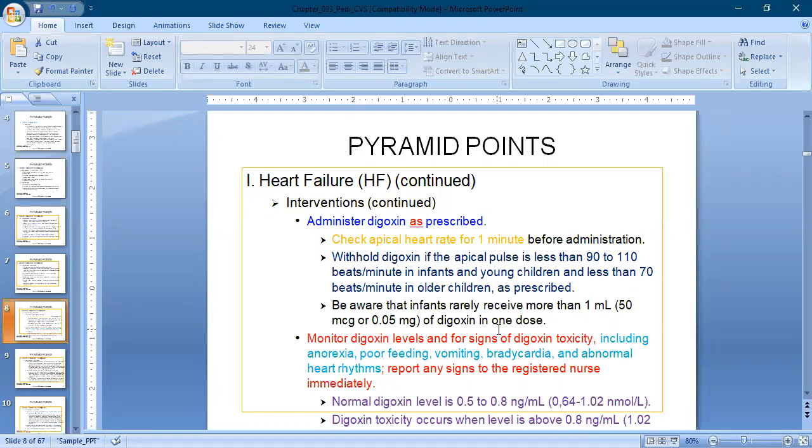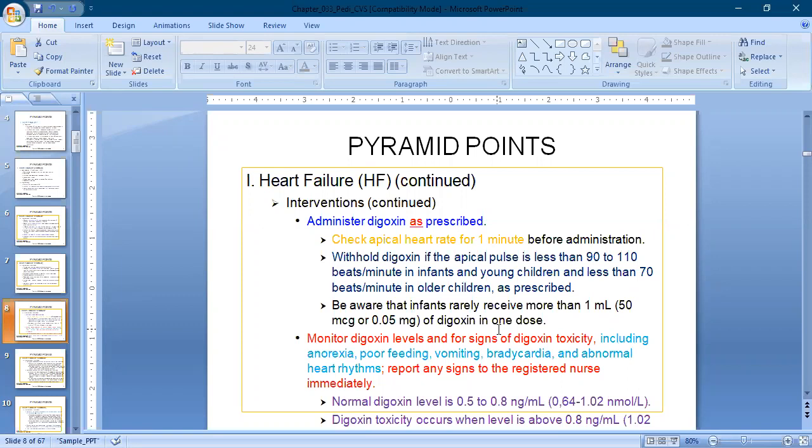So why is digoxin so important? Because digoxin is a life-saving medication in case of heart failure. At the same time, the therapeutic index range of digoxin is very low. So we have to check the digoxin blood level, because digoxin can cause digoxin toxicity, right?